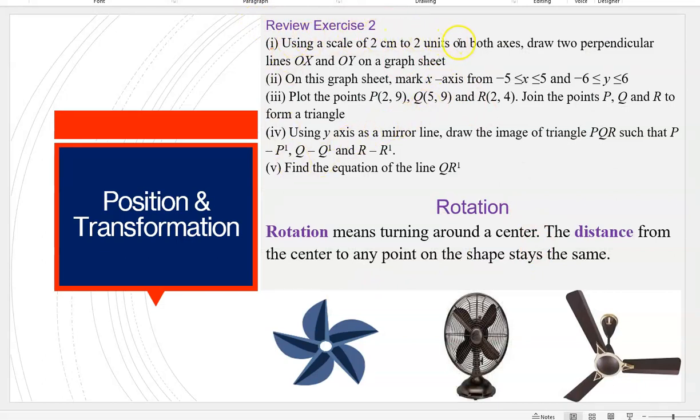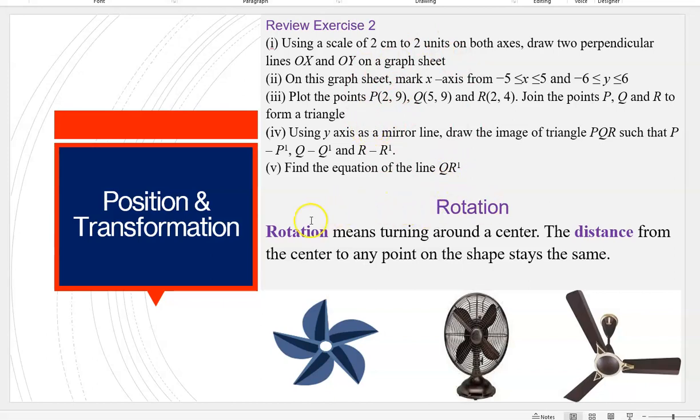Using a scale of 2 cm to 2 units on both axes, draw 2 perpendicular axes lines OX and OY on a graph sheet. So these are the instructions, and then you are going to use the y-axis as a mirror line. Just use the formulas we've learned, and then here you're going to find the equation of the line QR1. I've provided answers at the end of the video.